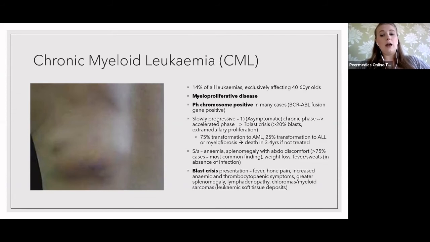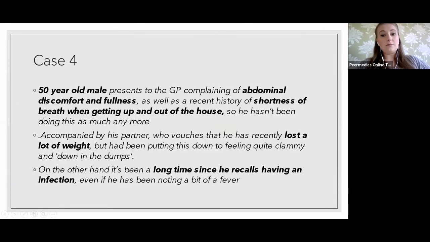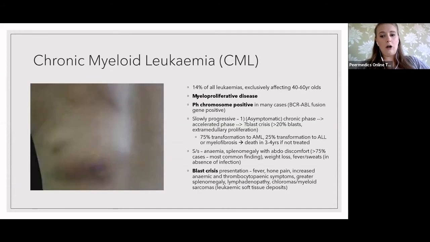Signs and symptoms of it: anemia, splenomegaly with abdominal discomfort, and that's actually your most common finding. So if you've got a 50-year-old person coming in, like in that last case we had, who was experiencing that abdominal discomfort of fullness, even if I didn't give you a lot of the other stuff in that case presentation, you could possibly have worked out what he's got, if you were savvy enough about it. Weight loss, fever, night sweats, those B symptoms that we talked about with lymphoma last week.